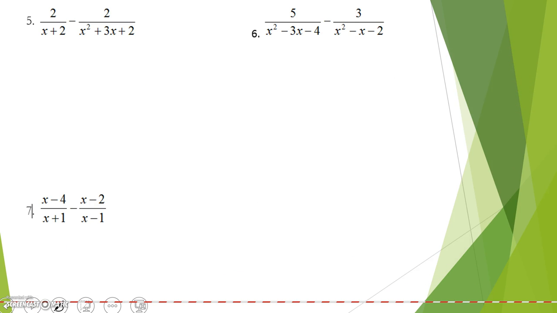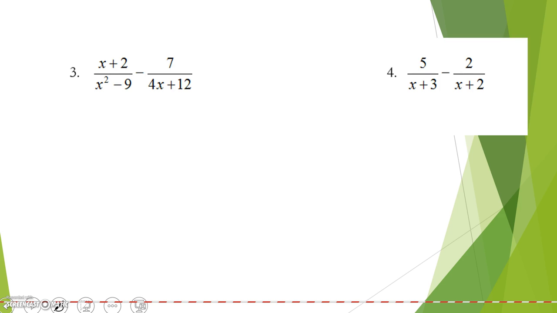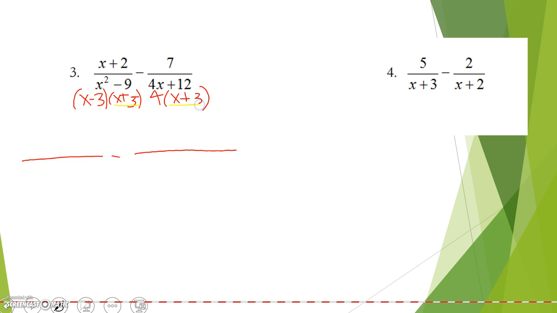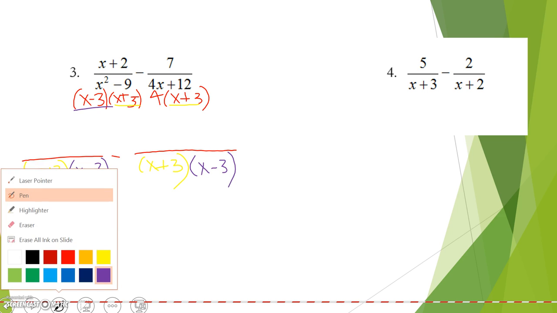All right, the next one, I can factor the bottom of that first one using difference of squares. It's a minus b, a plus b. I can factor the second one with GCF, 4, and I'm left with x plus 3. So what they have in common already is they both have an x plus 3. So I'm going to bring that down into my LCD. And then the other two things I'm going to bring down as oddballs. So I'm going to bring down that x minus 3, and I'm going to bring down that GCF of 4.